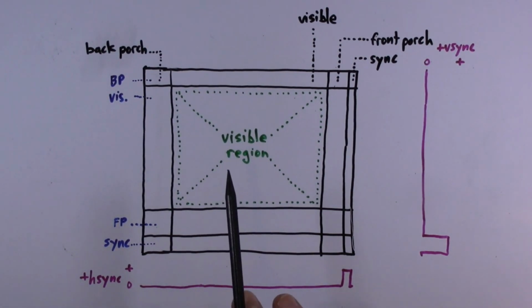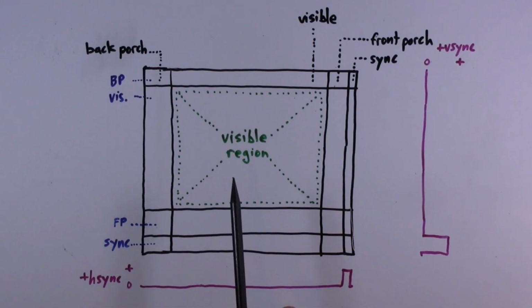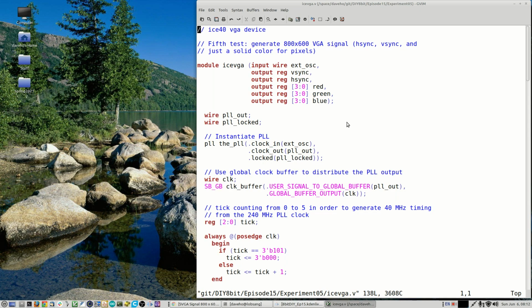Alright, so let's go ahead and look at the Verilog code that is going to generate the sync signals and the color signals. Here's our Verilog for generating our SVGA output. The main module has output registers for VSync and HSync, and also 4-bit registers each for red, green, and blue color signals. We have the same code as before that takes our 12 MHz external oscillator signal, uses a PLL to increase it to 240 MHz, and then uses a global clock buffer to distribute it to the rest of the design.